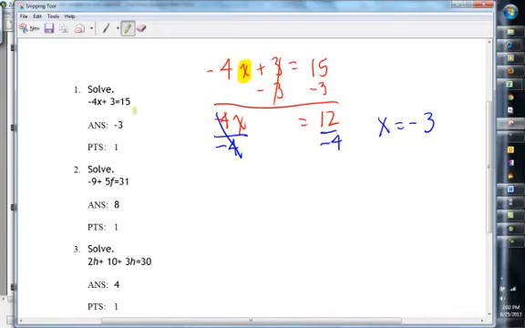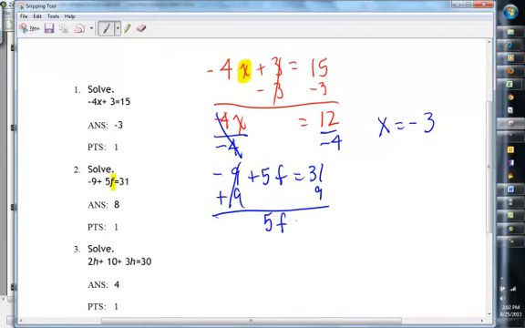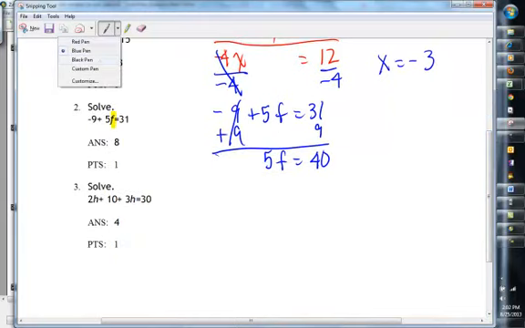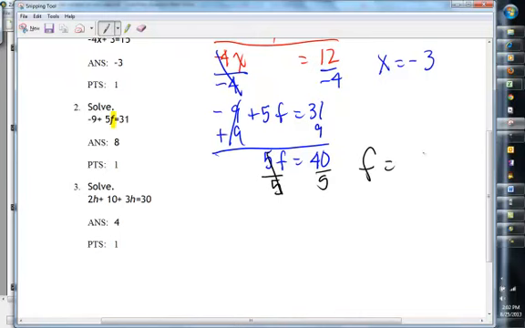Next one, our goal is to get the f all alone, so negative 9 plus 5f equals 31. Add 9 to both sides, and we get 5f equals 40. Now we're going to divide both sides by 5 to get the f all alone, and we get f equals 40 divided by 5 is 8.